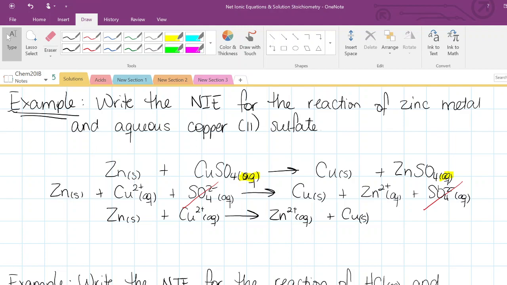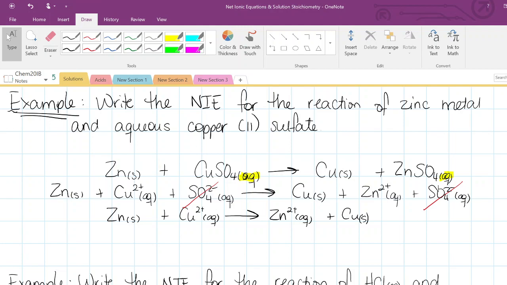The copper 2 sulfate, because it's aqueous, high solubility, is going to dissociate into copper 2 plus aqueous and sulfate 2 minus aqueous. My copper solid remains copper solid. Again, there's no charges. Students love to put charges at this point. They're charge happy. They love to put charges on everything. If it's a solid, it does not carry a charge.